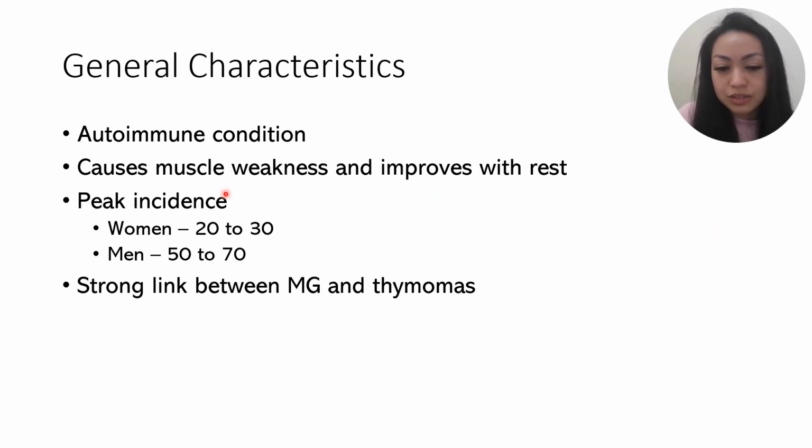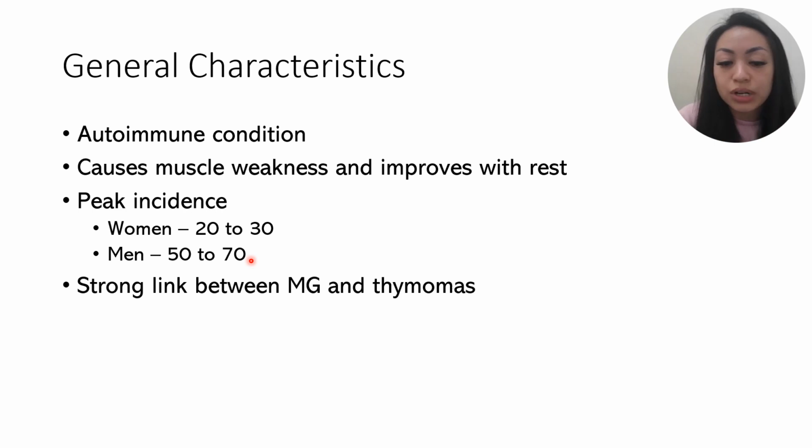Peak incidence is really interesting because for women, it tends to affect them during their early decades, between their 20s and 30s. But for men, it presents quite later in their lifetime, between 50 and 70. So we have this really weird distribution of peak incidence between the two genders. Just remember, for women it affects them between ages 20 and 30, and for men, between the ages of 50 to 70. But in general, it is more common in women.